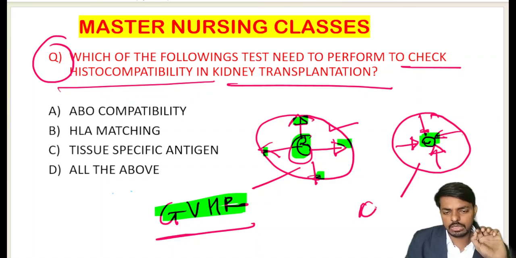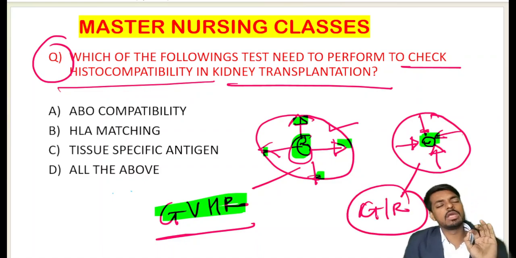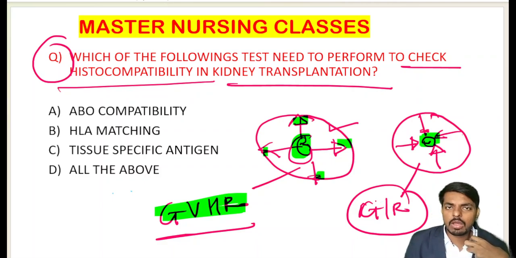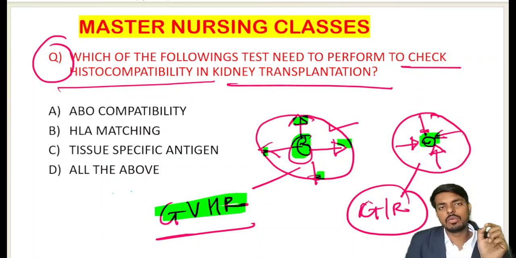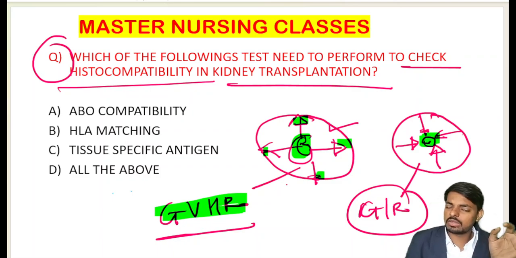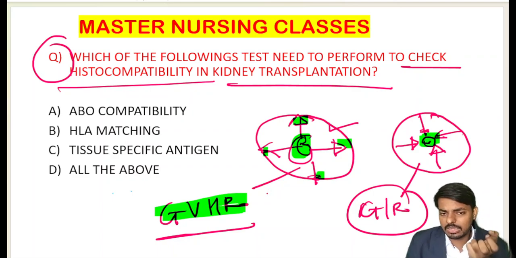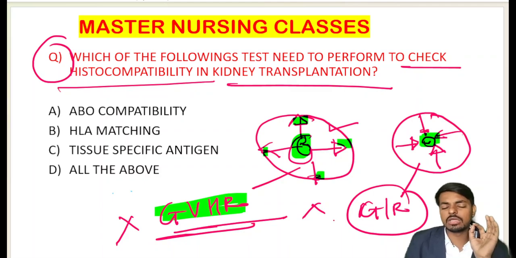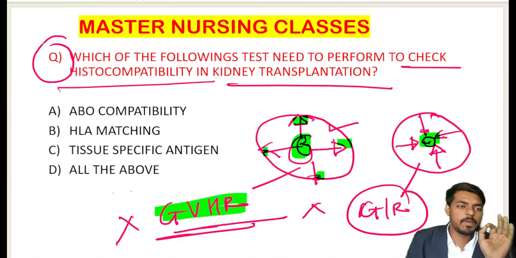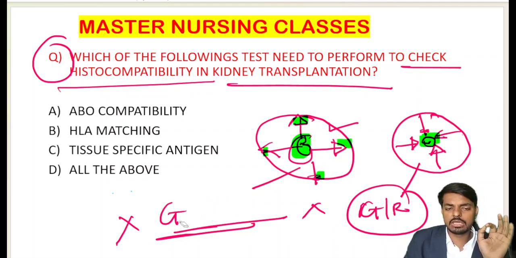Students, very importantly, keep in your mind what graft rejection is. Graft rejection is a condition where our body is rejecting the implanted organ. In graft versus host reaction, the implanted graft is damaging the surrounding tissues. So in order to prevent these two situations, graft versus host reaction and graft rejection, we need to check the histocompatibility test before doing kidney transplantation.